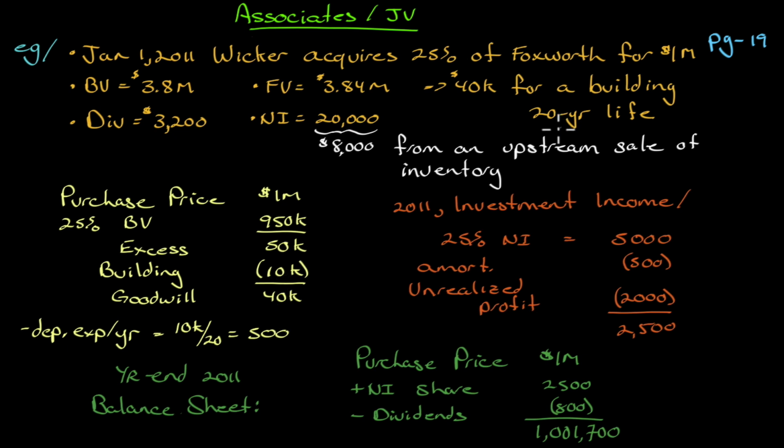What do I do with this $10,000? It's got a 20-year useful life, so $10,000 divided by 20 is $500 per year. I recognize depreciation expense of $500 per year, which means I will reduce my investment in associates account by $500 a year, and I will reduce my investment income by $500 a year.